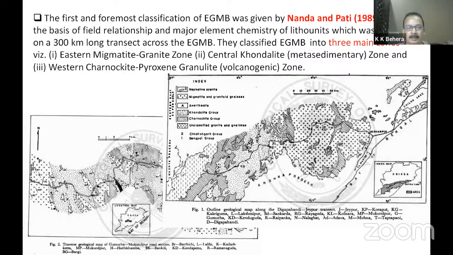for a long time regarding classification of Eastern Ghats mobile belt. The first and foremost classification is given by Nanda and Pathi, on the basis of a 300 kilometer long traverse across EGMB, and they have classified the Eastern Ghats into three main zones. These are given here: Eastern Migmatite Zone, Central Khondalite Zone, and Western Charnockite Zone.